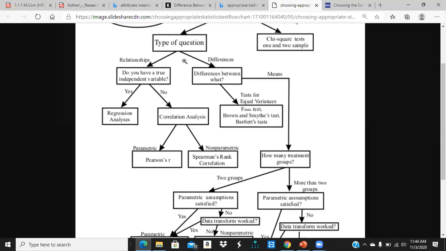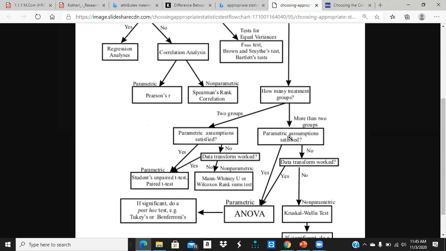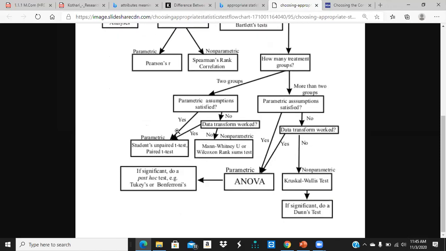If the purpose of your hypothesis is to know the significant difference between the variables, then differences between what? Test for equal variance: if it is variance, then the Fmax test, Brown and Forsythe test, and Bartlett's test are there. If it is significant difference between the mean values, then how many treatment groups? If it is two groups, meaning only male and female, and parametric assumptions are satisfied, then these tests are available. If parametric assumptions are not satisfied, the answer is no, then a data transform works.